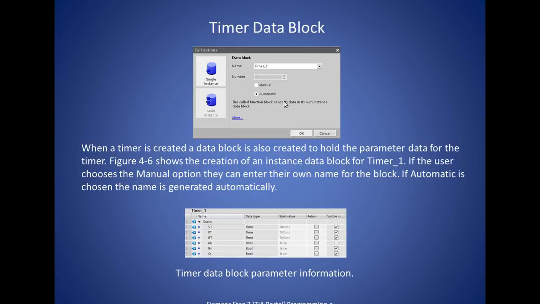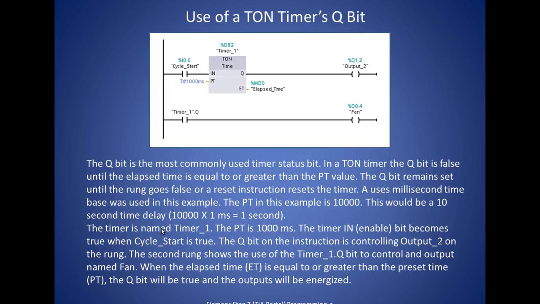And as I mentioned, whenever a timer is created, a data block is created, and it can be named automatically, or you can name it manually. And it has those tags that we looked at before. So you can use these tags, and here's an example of using the Q tag. We have the timer, and when the elapsed time is equal to preset time, then our timer is connected to this memory bit, and so that's set to 1.